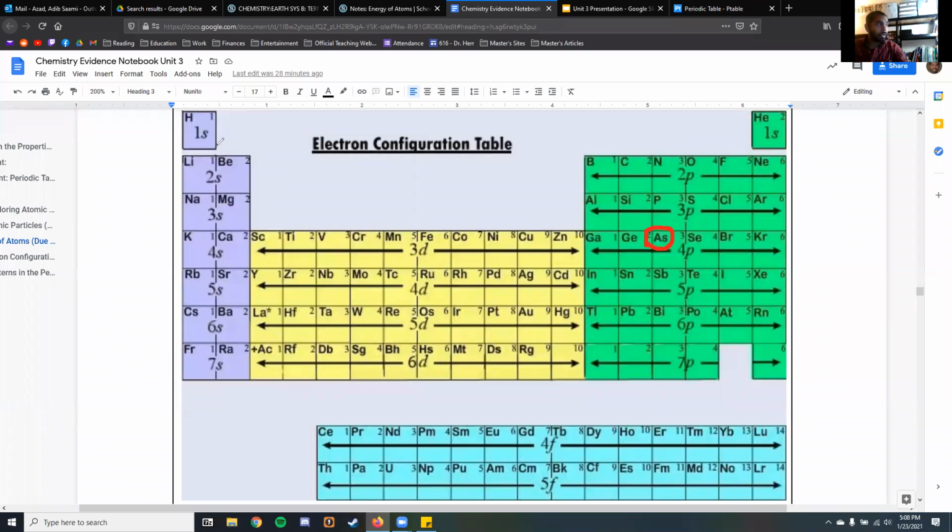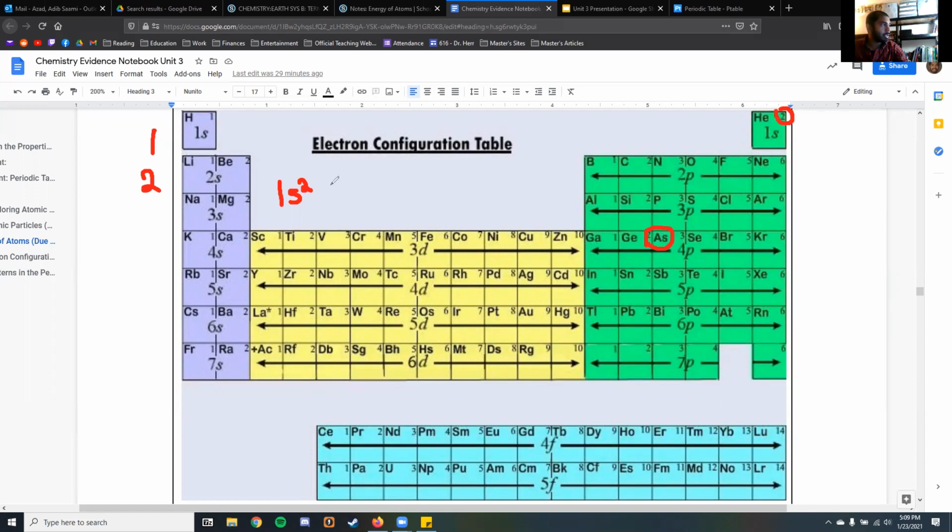So the first 2 electrons are in the first energy level. So this is 1. And in that energy level, the type of orbital that exists is only S. Next up, in that orbital, we only have 2 electrons. And so in the first energy level, there is only the S orbital, and there are 2 electrons in there, 1s2.